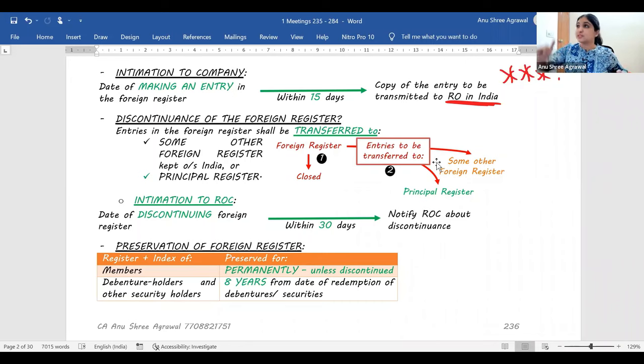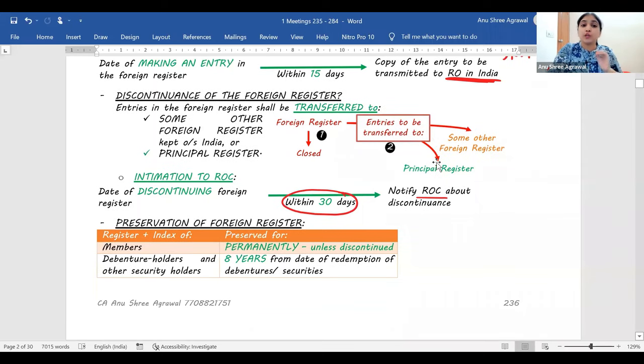We have two options. Whatever entries we have in the foreign register, either we can transfer those entries back to the principal register, or in case we have some other foreign register in some other place, we can transfer all the entries to that other foreign register. But when we close the foreign register, within 30 days of closing, we have to inform the ROC that we have discontinued the foreign register.